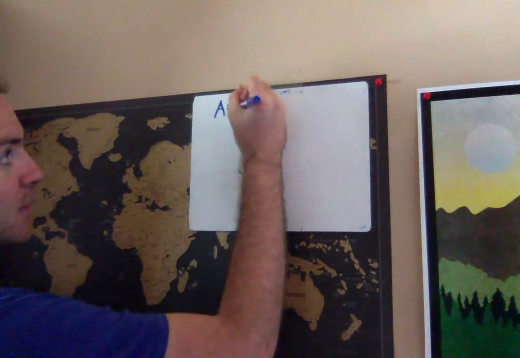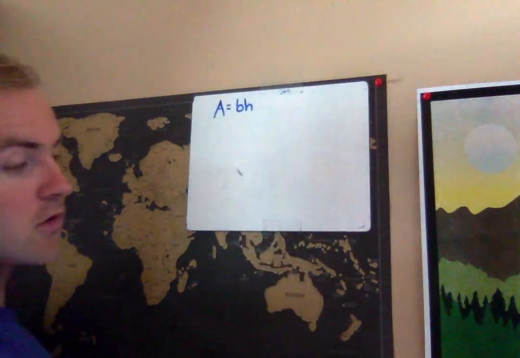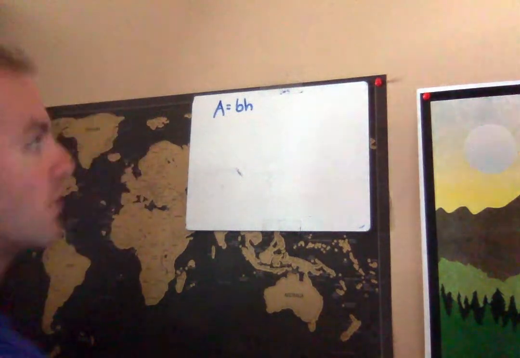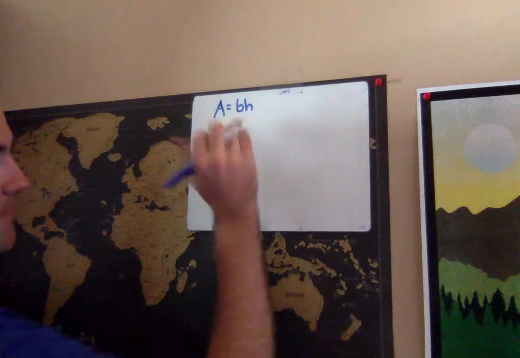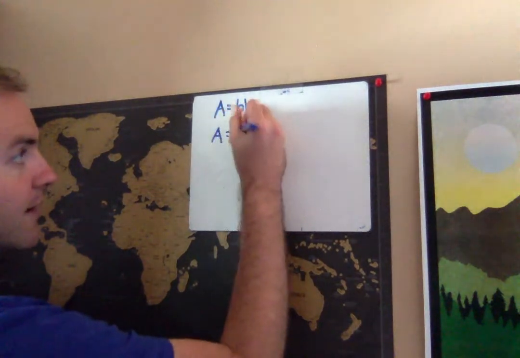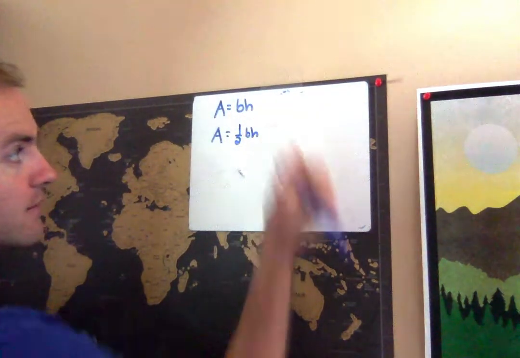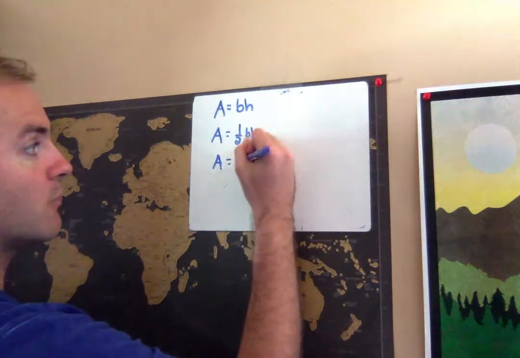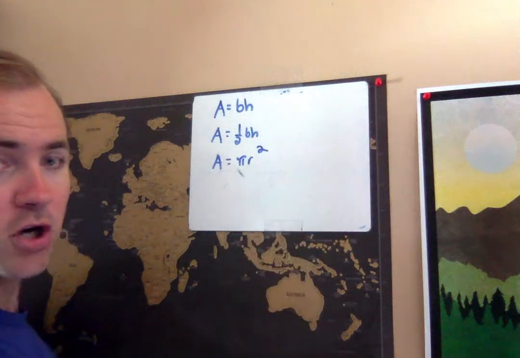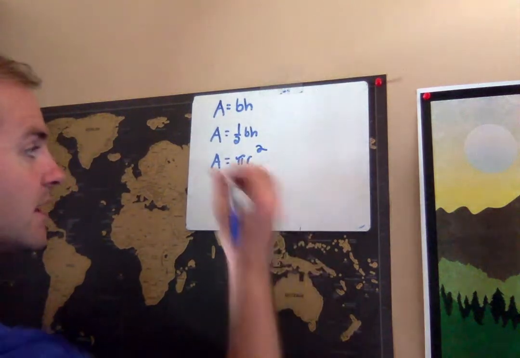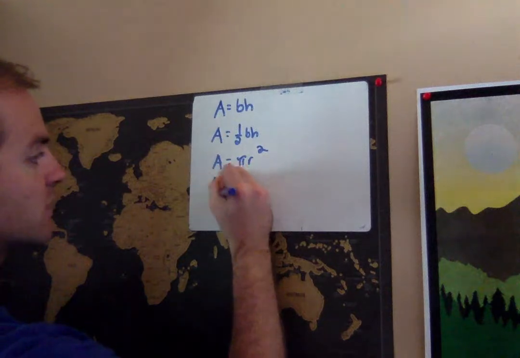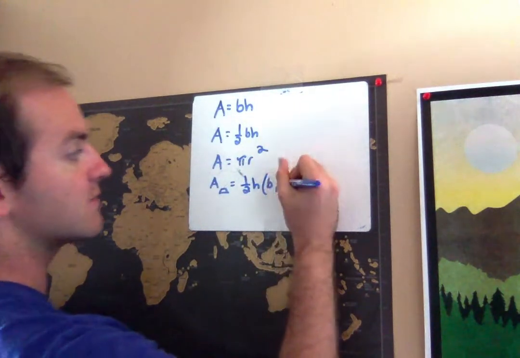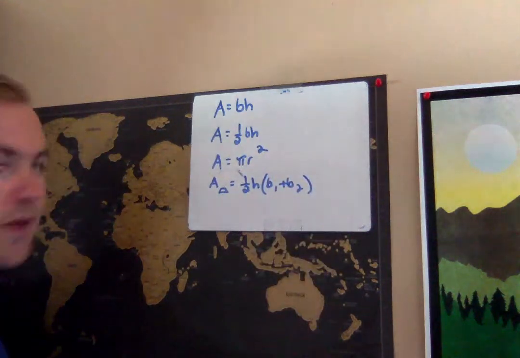For a parallelogram, which means any rectangle, any rhombus, any square, any parallelogram, your area is simply defined as base times height. For a triangle, your area is defined as 1/2 base times height. For a circle, right, your area will be defined as pi r squared. And last but not least, for a trapezoid, I'm just going to draw a little trapezoid here, it's defined as 1/2 times the height times the sum of the bases, okay?